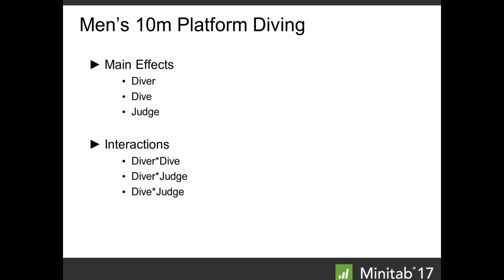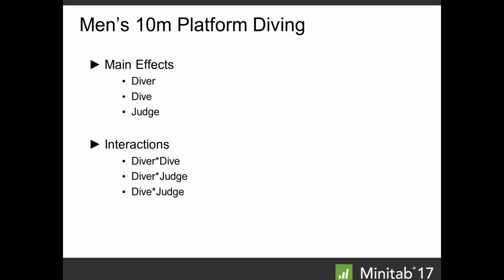We want to look at the judges, of course. We want to know if certain judges judge too high, certain judges judge too low. Just like in real life, you want to know if one of your operators tends to measure too high or measure too low. It's the exact same thing. Then we're going to look at 3 different interactions. There's a diver-dive interaction here.